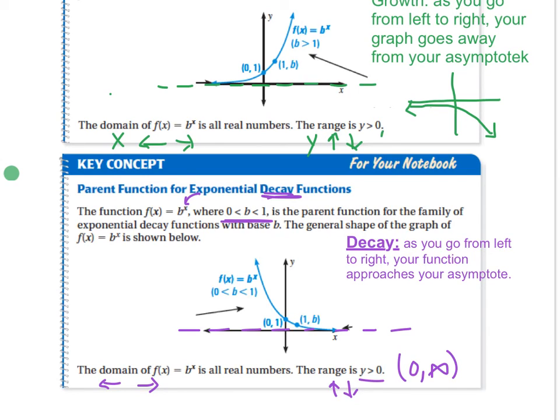Same thing here. And you can write all real numbers as negative infinity to positive infinity. So for exponential graphs or functions, your domain is always going to be negative infinity to positive infinity, but that range is going to be based off your asymptote. So let's go ahead and look at some examples, and then you guys can try some on your own.